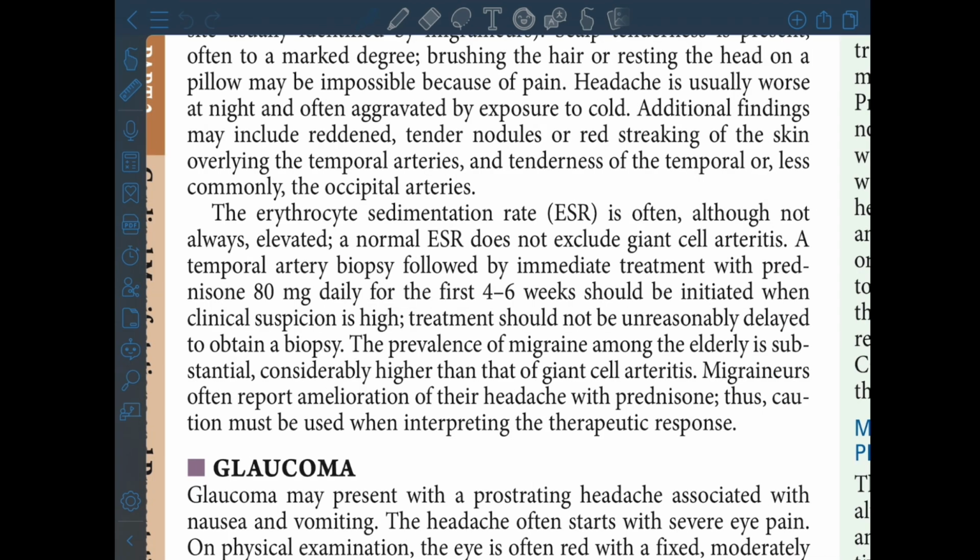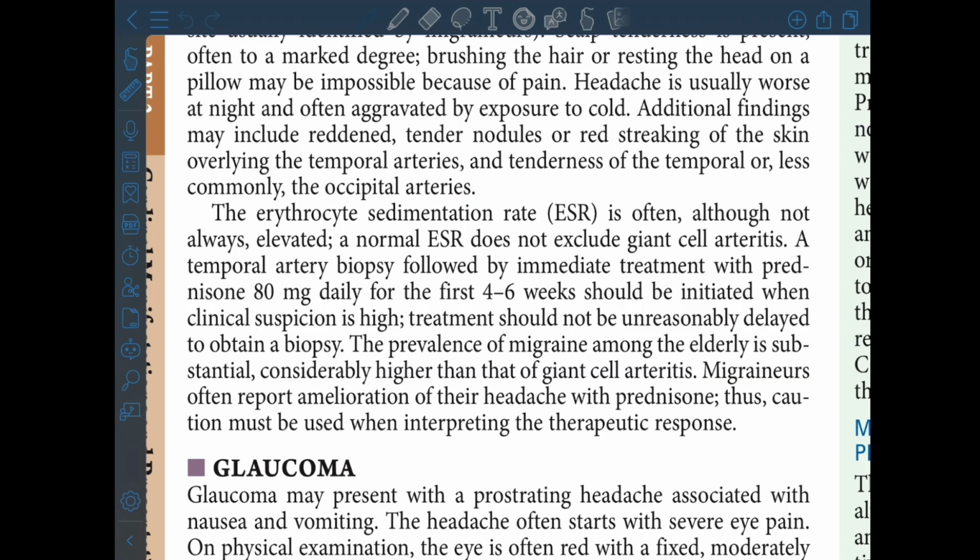The erythrocyte sedimentation rate (ESR) is often, although not always, elevated. A normal ESR does not exclude giant cell arteritis. A temporal artery biopsy, followed by immediate treatment with prednisone 80 mg daily for the first 4 to 6 weeks, should be initiated when the clinical suspicion is high. Treatment should not be unreasonably delayed to obtain a biopsy.